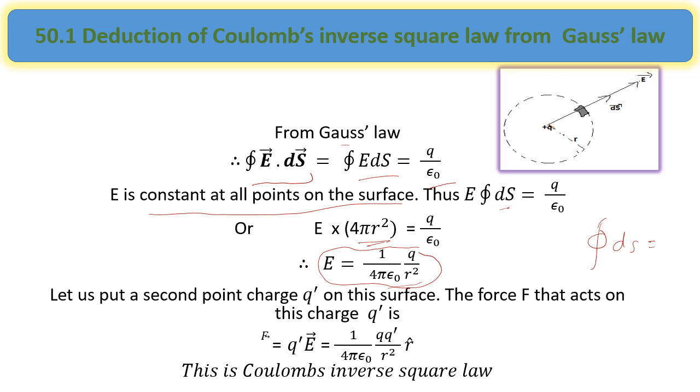Now let us put another charge q dash on this surface at a distance r. Then the force F that acts on this charge is q dash into E. F is equal to q dash into E. Therefore, it will read like this, which is nothing but Coulomb's inverse square law, which was experimentally observed. Now we can prove it from the Gauss law.